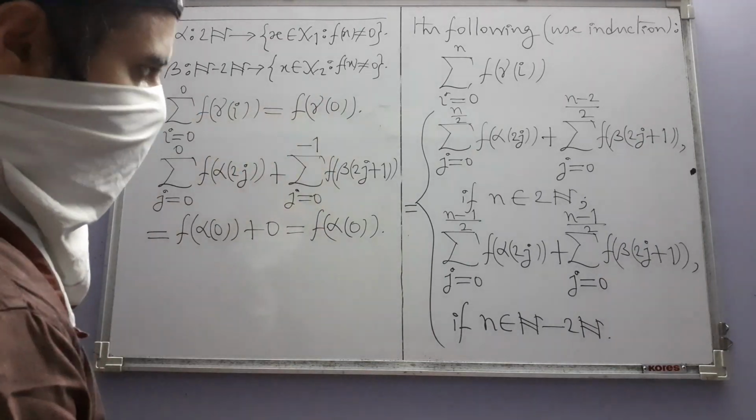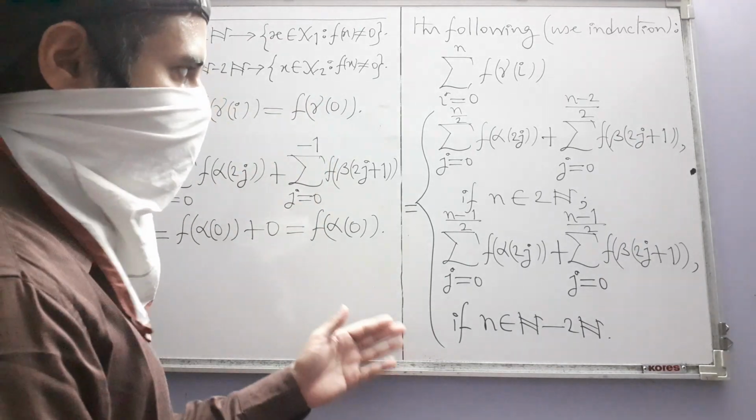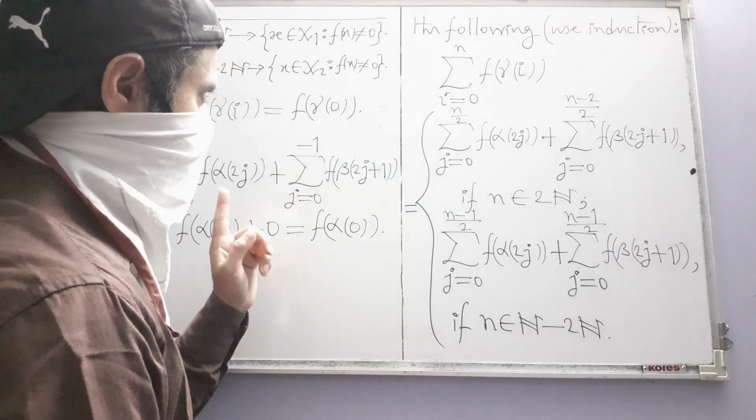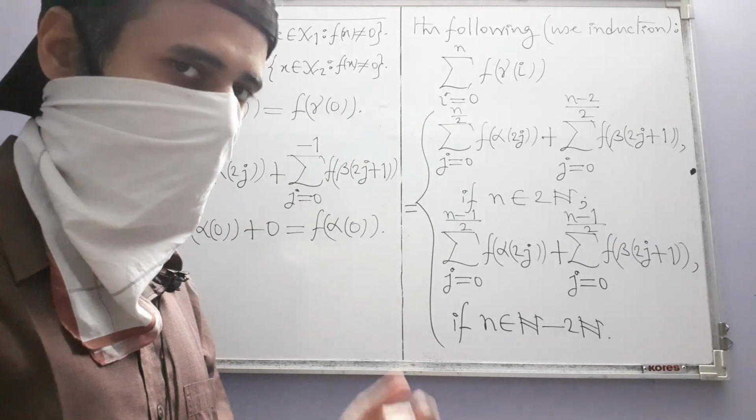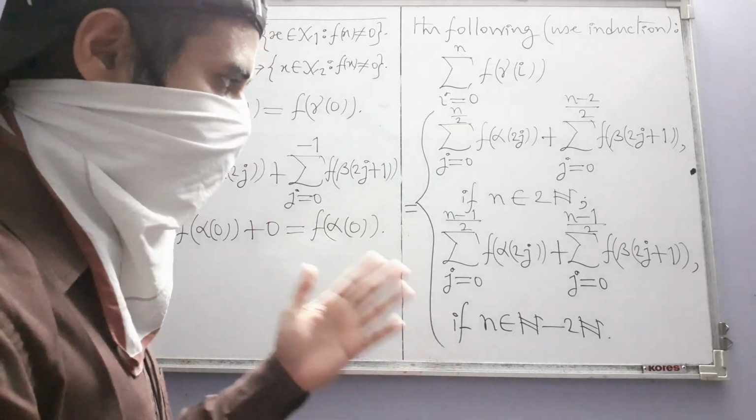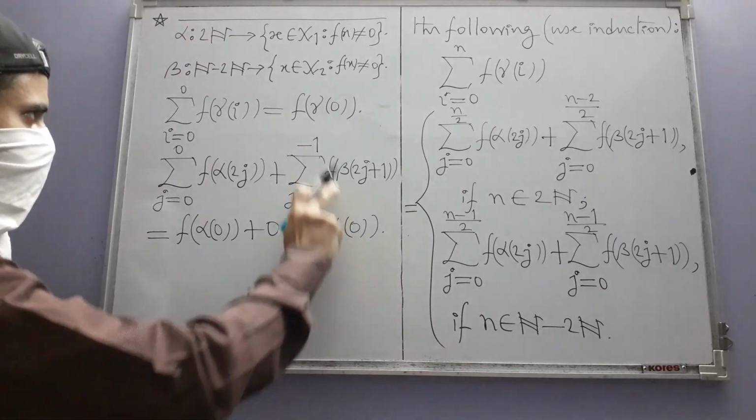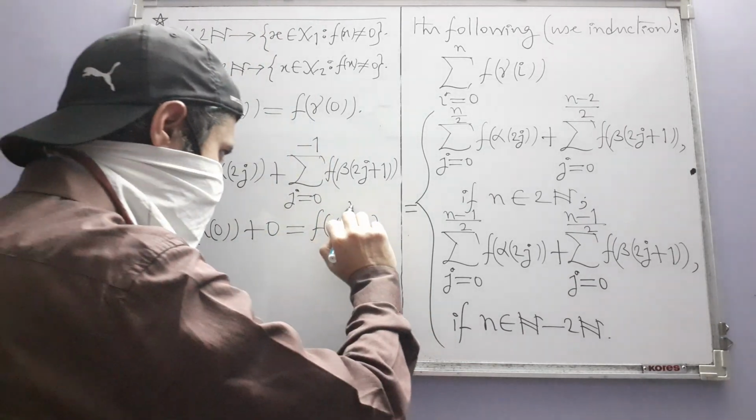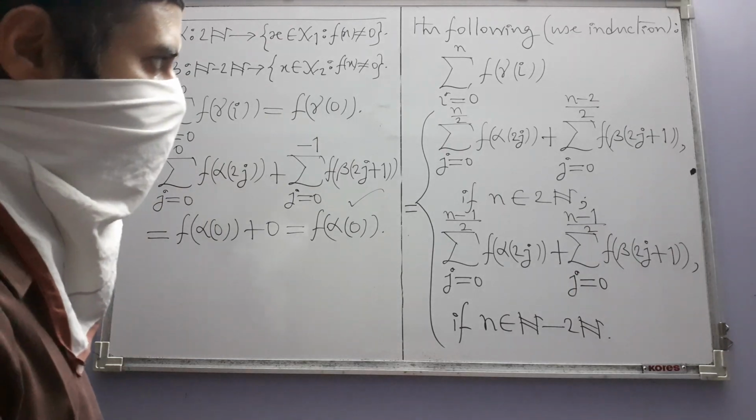But we have f of gamma of 0. But you go back to the definition of gamma. Gamma of n is defined to be equal to alpha of n when n is even, and 0 is even. So alpha of 0 is actually gamma of 0. So in this case, yes, our claim is true.